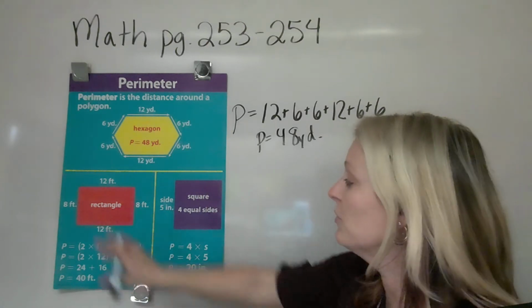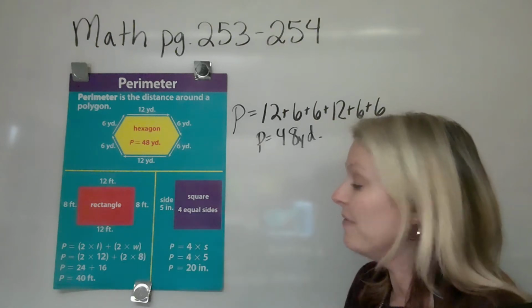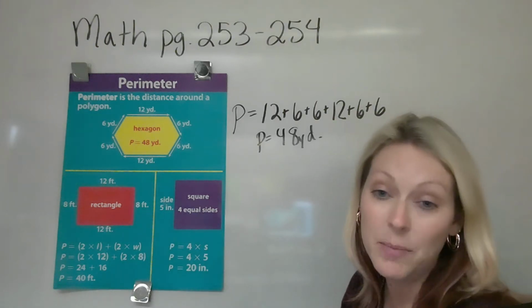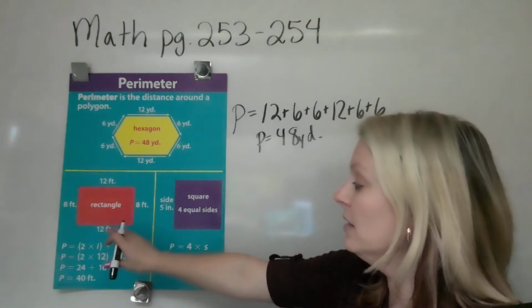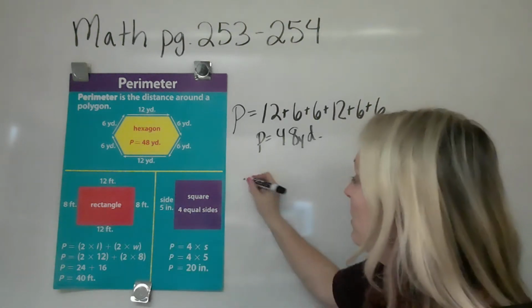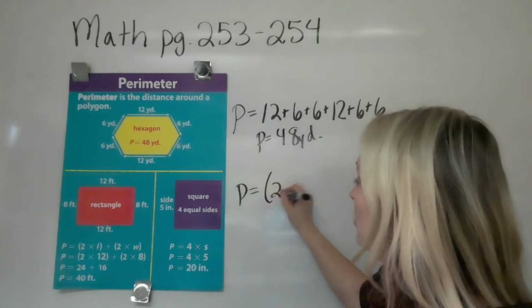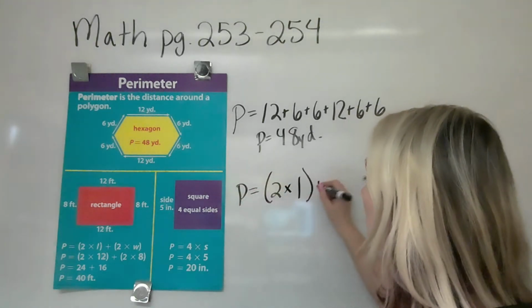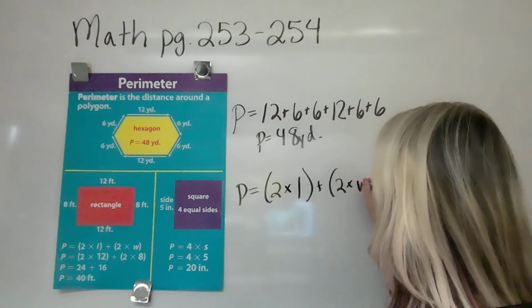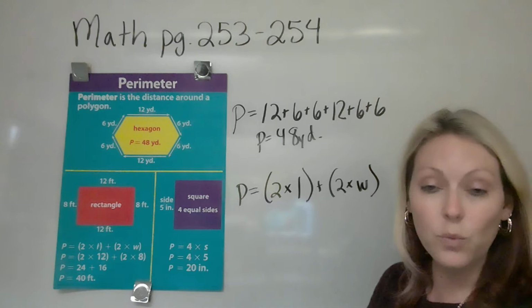Now something a little bit different for our rectangle. We had the option of adding them all up, the 2 sides of length and the 2 sides of width, or we use the equation P equals 2 times L plus 2 times W, which is L for length, W for width.